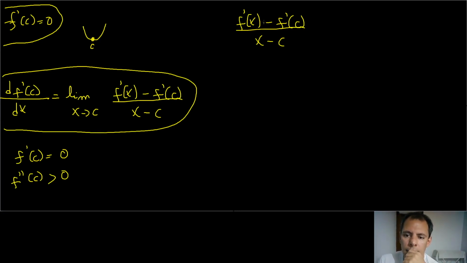Okay, now this is the second derivative right here. And we're saying that this has to be greater than 0. Now, what is f prime of c?